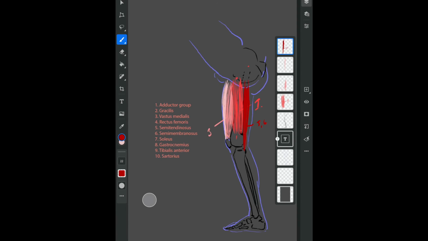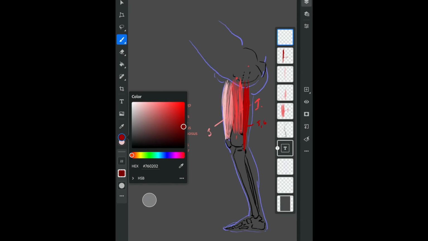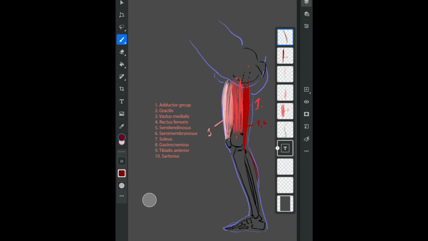Okay, now let's work our way down to the soleus and the gastrocnemius. Let's add a layer here. And let's go a little bit darker with the soleus. So the soleus starts on the lateral condyle, so it starts on the outside here. It's going to bulge all the way along the length of the tibia here, like this. Turning into the Achilles tendon and attaching itself to the calcaneus, the heel bone. So we've got our soleus here. That's going to be number 7.